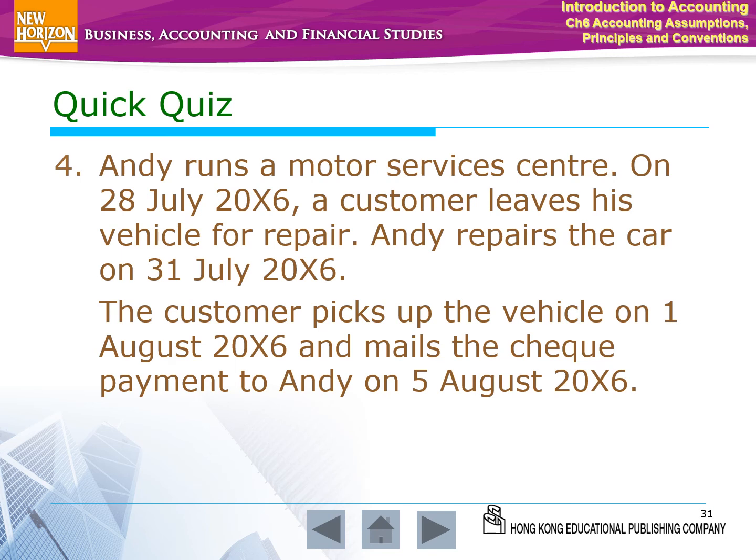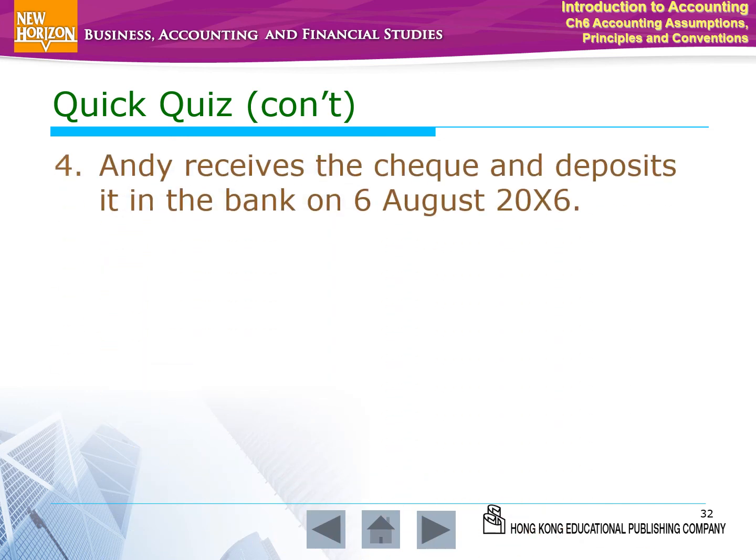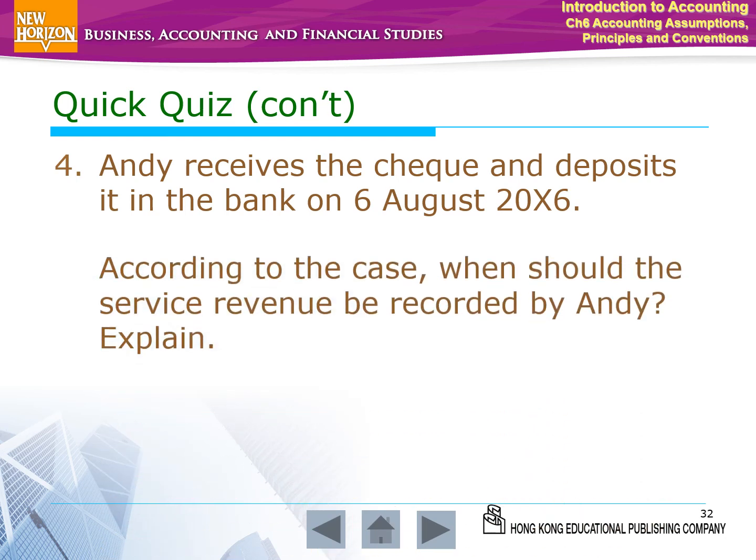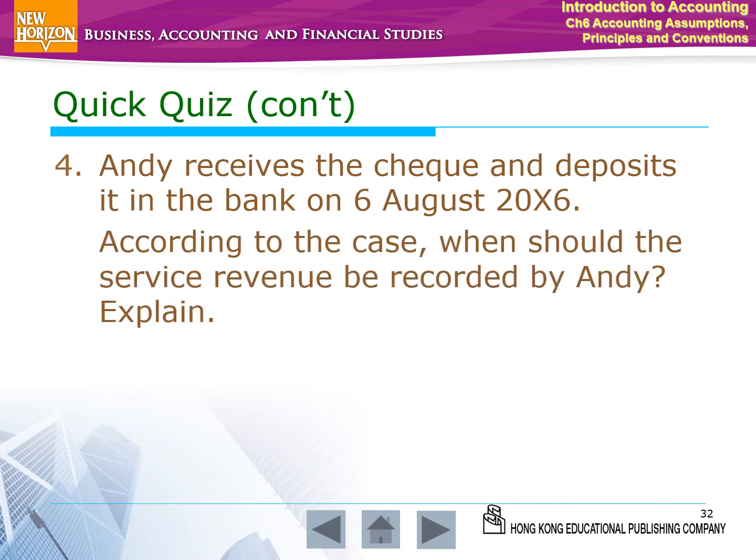There are many dates. You should know when the income or the revenue should be recognized by Andy as Motor Services Center. Question: Andy receives the check and deposits it in a bank on the 6th of August 2016. According to the case, when should the service revenue be recorded by Andy and explain?